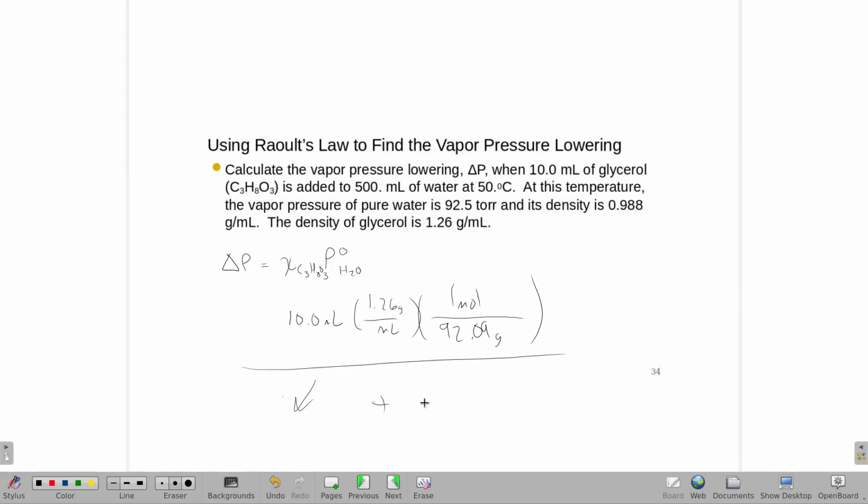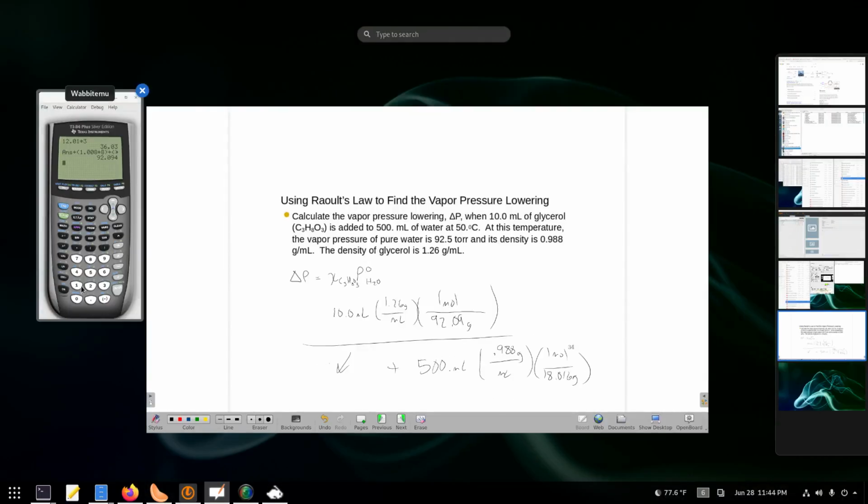But we're going to also need to get the moles of the water. We're going to do something similar. Density of water in this case, 0.988 grams per milliliter. And molecular weight of water, 18.016 grams. Whew. I could have made that more painful, huh?